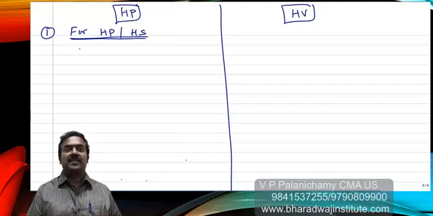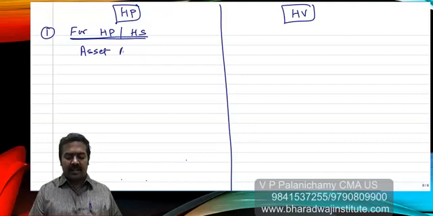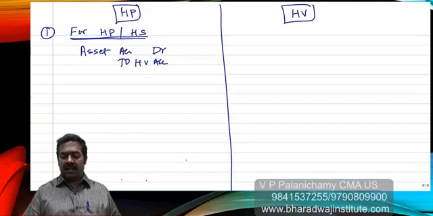What is the first entry we have to pass? We are purchasing the asset. Listen: Asset account debit. Are we paying immediately? No, to hire vendor account. Asset account debit to hire vendor account.